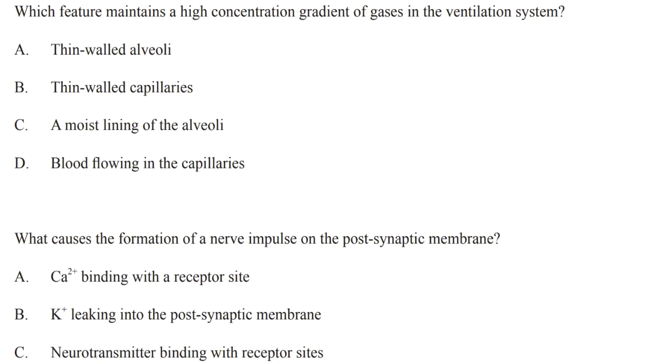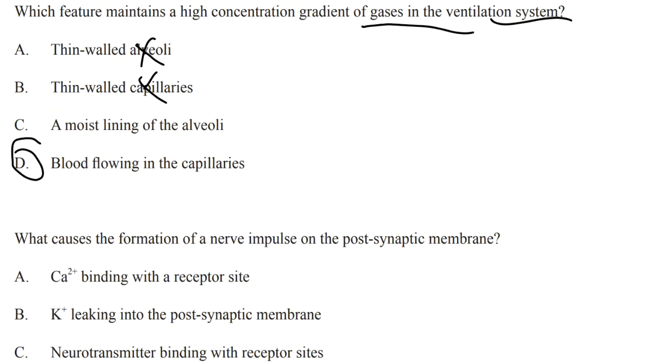Which feature maintains a high concentration gradient of gases in the ventilation system? The concentration gradient should not be based on thin-walled alveoli or thin-walled capillaries. That would actually help with movement of gases, so this doesn't seem right. The moist lining of the alveoli, I don't think that would affect it, but I think the blood flowing into the capillaries, that sort of exchanges gases, and that might be what maintains the high concentration gradient.